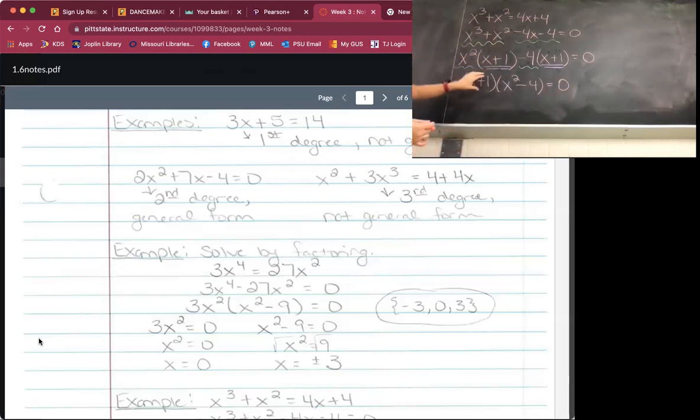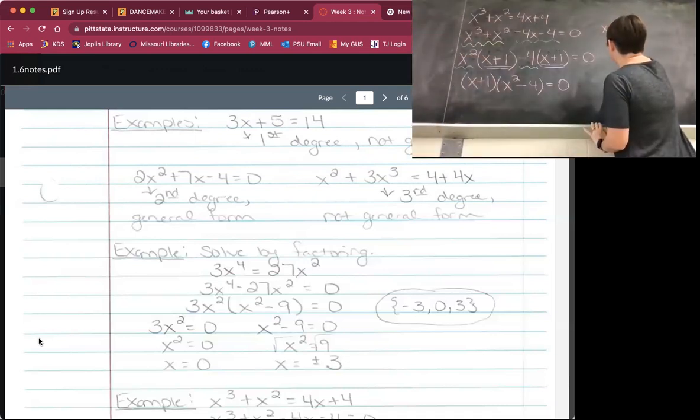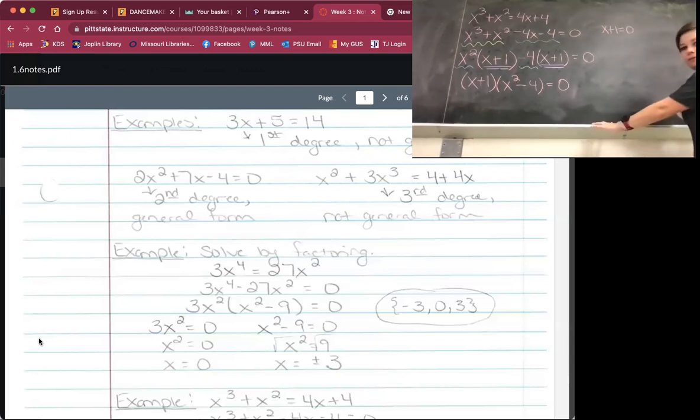So I pull out my x plus 1, and that leaves me with x squared minus 4 to go in my second parenthesis. Now I have the zero product principle again. I have something times something equals 0. So my something equals 0 or my other something equals 0. So I can set each of my terms equal to 0. So I have x plus 1 equals 0, and I have x squared minus 4 equals 0.